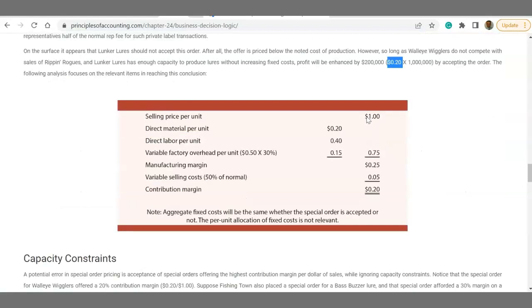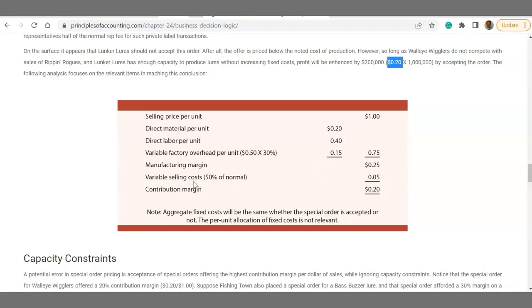So selling price is $1. Direct material is 20 cents. Direct labor is 40 cents. And variable factory overhead is 15 cents, as I said before. So total variable costs are 75 cents, and manufacturing margin ends up to be 25 cents.